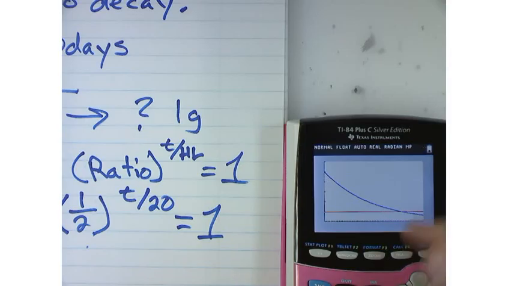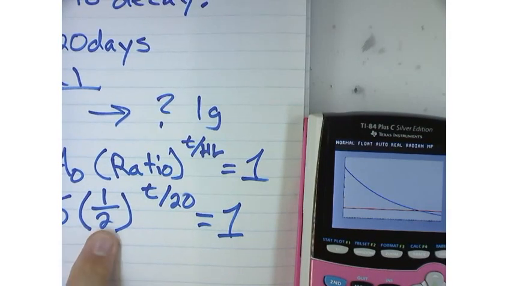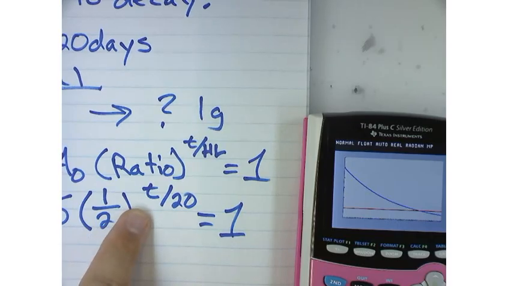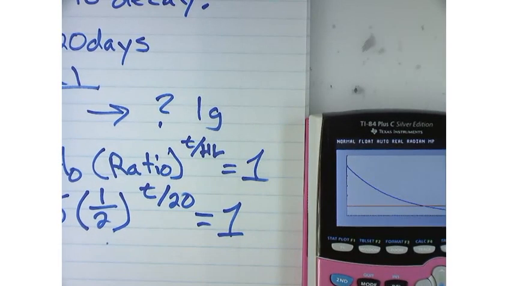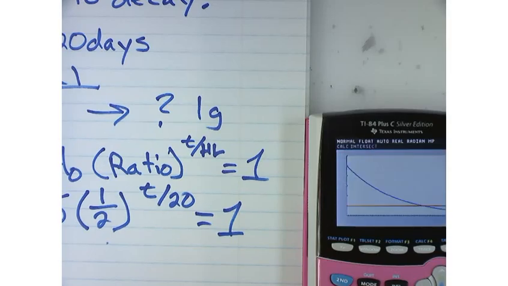So in other words, where these two cross, the intersection of those two lines is when my function 5 times 1/2 raised to the t over 20 is equal to 1. Now can I on my calculator find that intersection? Yeah. So if I hit second calc and I want to find the intersection, I just come down here to intersect. And then it says first curve. So what I'm going to do is try and get as close as I can on the first curve to the intersection. So I'm just going to slide in there as close as I can and then hit enter.